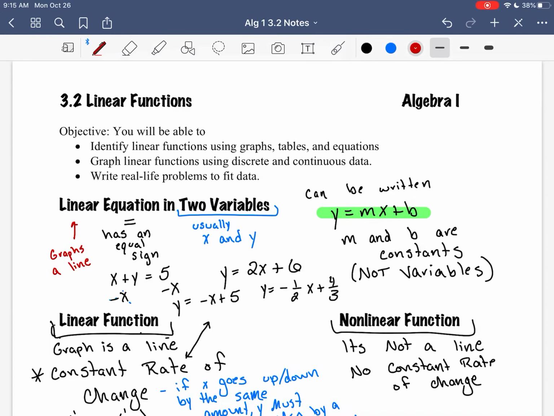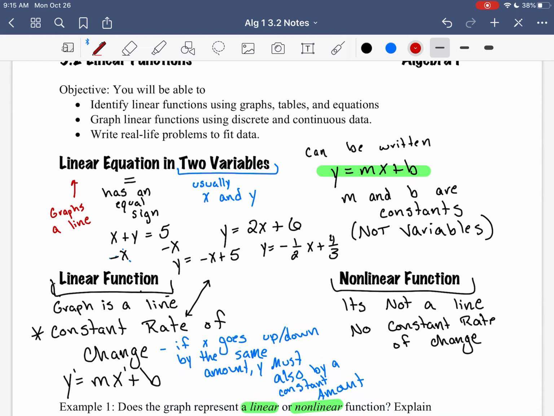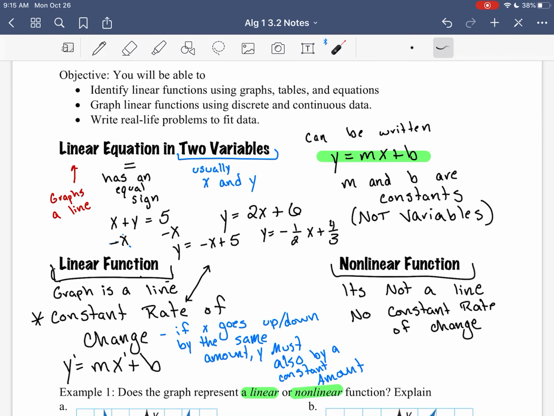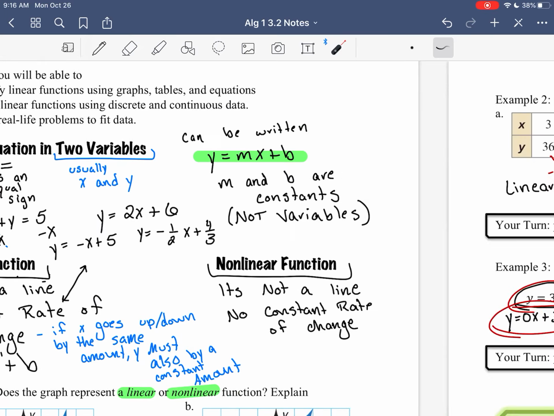All right, section 3.2, linear functions, part 2. So today we're going to get to the second half of 3.2 linear functions, which basically is these last two objectives. We're going to graph linear functions using discrete and continuous data, and we're going to write some real life problems to fit some data. So let's jump to our notes where we ended up last time.